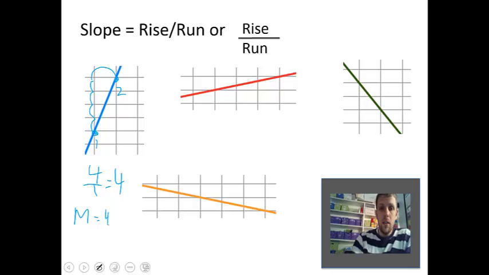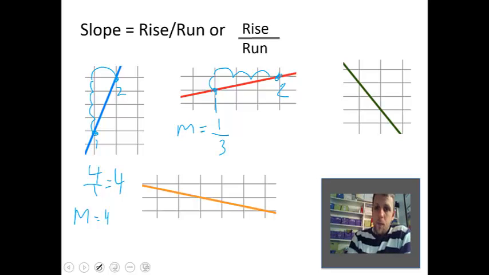On the red line, let's find 2 points that meet on the intersections, and I see one right there, and I see one right there. We're talking about rise over run from the first one to the second one. It rises 1, and it runs 3 times. So 1, and then 1, 2, 3. So we would say that the slope is 1/3.